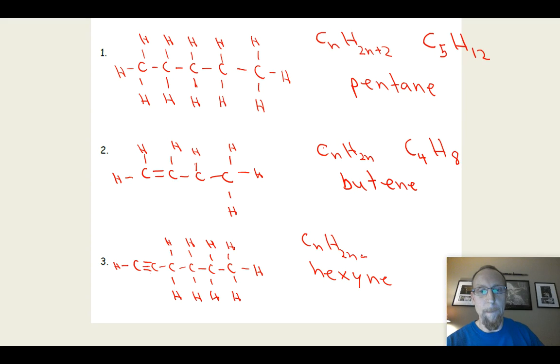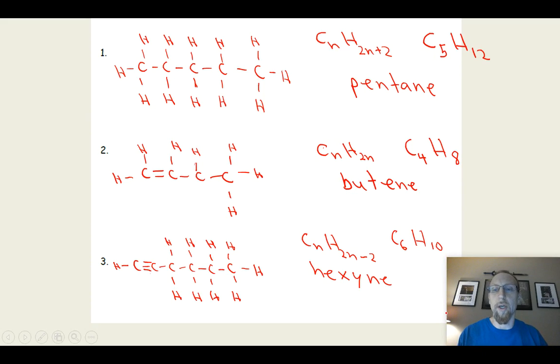CnH2n minus 2. So hex is 6. So that's C6. And then H10. 2 times 6 minus 2 is 10. And there are 10 H's. Go around and count. There's 10 H's. So pretty simple. Prefix, number of carbons, ending for the appropriate group that we're dealing with, the appropriate family. So alkanes end in ane, alkenes end in ene, and alkynes end in ine.